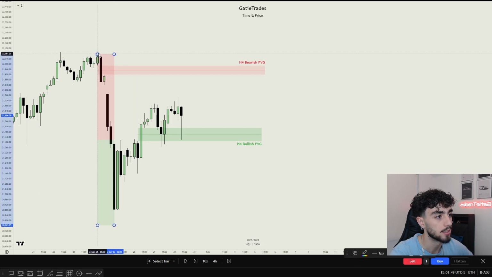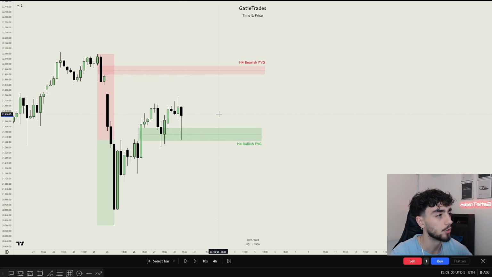And I'll just annotate this as discounted premium. So we have a premium array over here, which is this bearish fair value gap. And you can see the market has created this 4-hour bullish fair value gap. We have a large displacement. We came back into it here, and we came back into it here.